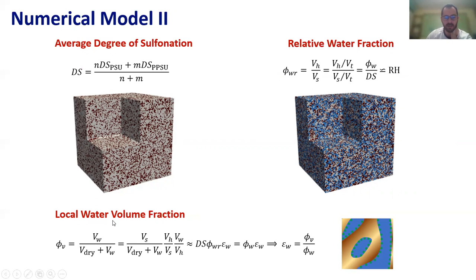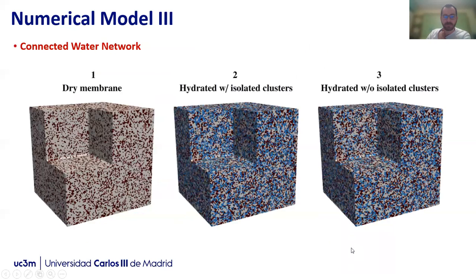And then we have the local water volume fraction. Within our sites, not all of the site is filled by water. In those that have water, there is some portion that is water, but we also have dry membrane material. So we can define like this the water-filled porosity within each hydrated site. So this is how we generate the membrane material.